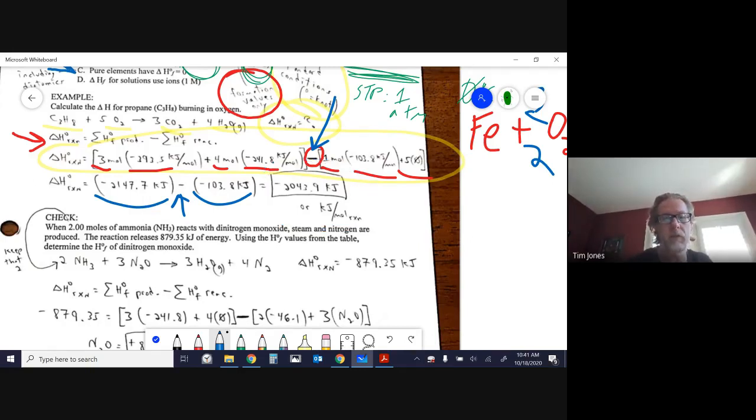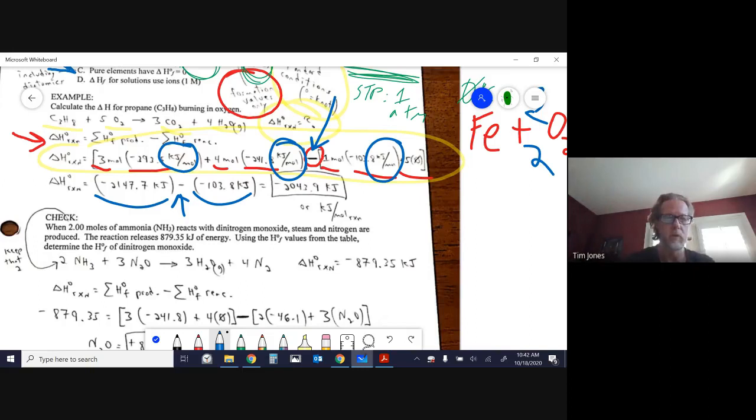And then notice the units. When you get to the end of this, each of these values on the chart was per mole because it was relative to 1 mole of that chemical.